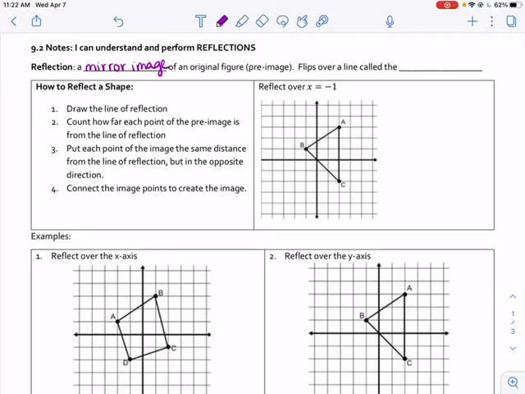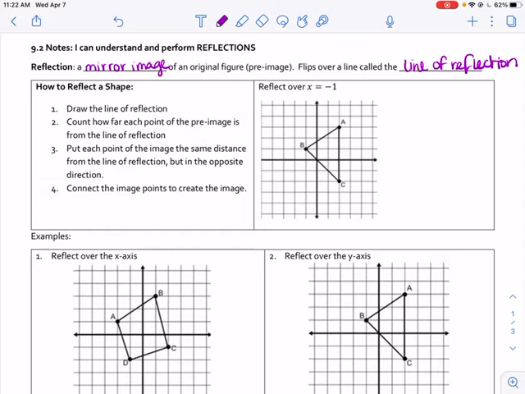And another key vocabulary for reflections is that it flips over a line called the line of reflection. That line of reflection is going to be very important in determining what the new shape looks like. You can have a different answer depending on what the different line of reflection was. Here's how you reflect a shape.